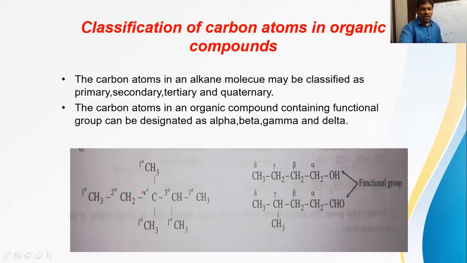For example, you take this structure. In this structure, you take this carbon. This carbon is directly attached to only one carbon, right? So it is 1 degree carbon. And this carbon is attached directly to 2 other carbons, so it should be 2 degree carbon or secondary carbon. And this carbon is directly attached to 2 other carbons up and down plus left, right, 2 carbons. Totally, this carbon is attached to 4 carbons. So it must be taken as 4 degree carbon atom or quaternary carbon atom.